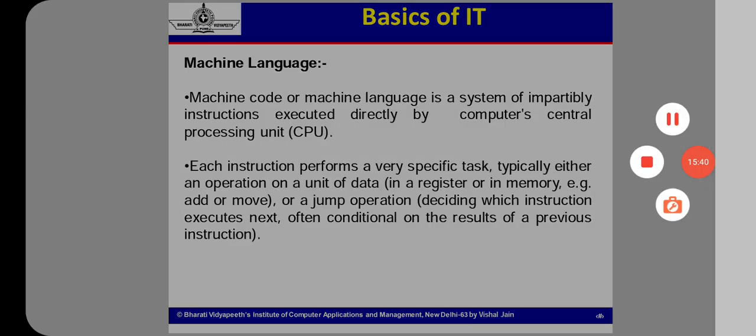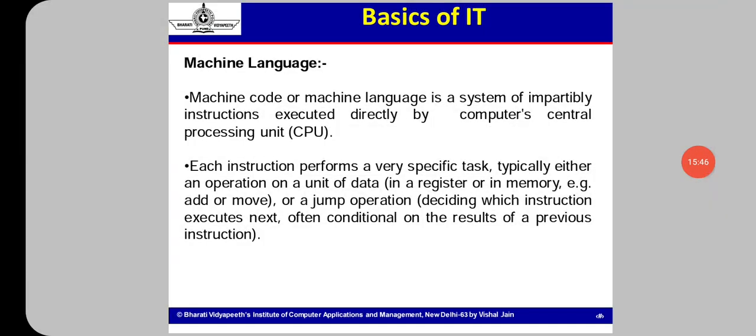So these are the different types of programming languages or computer based languages. We start with machine language or binary language. So what is a machine language or binary language? Machine code or machine language is a system of instructions executed directly by the computer's central processing unit. Generally, computers can understand only this machine language or binary language.